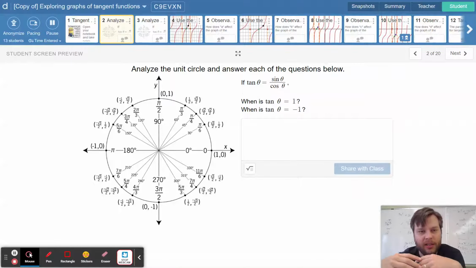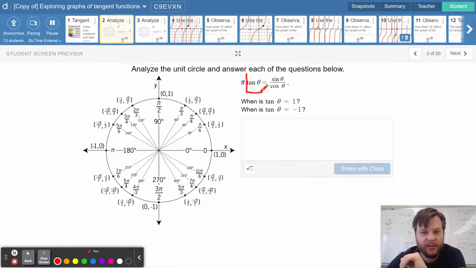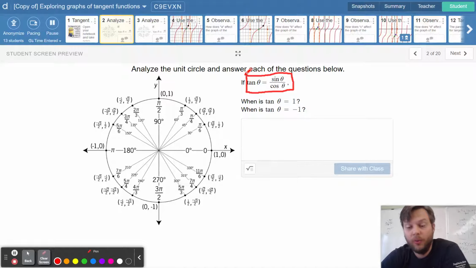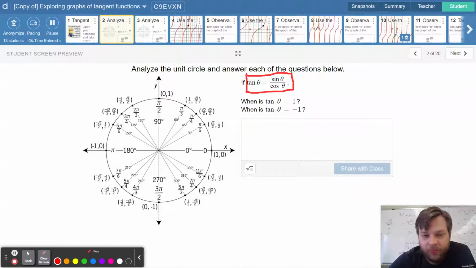So let's start. This is from the Desmos activity. Let's start with looking at the definition of tangent. Definition of tangent is right here. Tangent is the sine divided by the cosine. Remember, that means the y value divided by the x value. So when you look at the unit circle, tangent isn't listed on here. You got to do a little work. You got to take each y value divided by the x value.